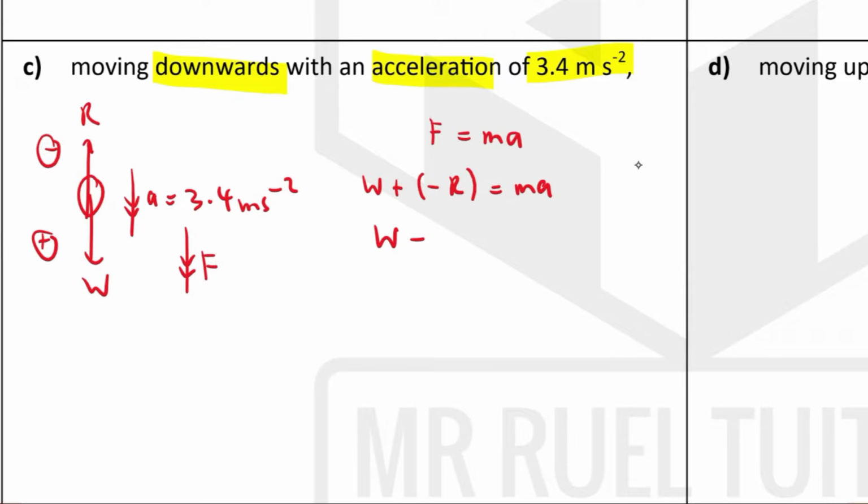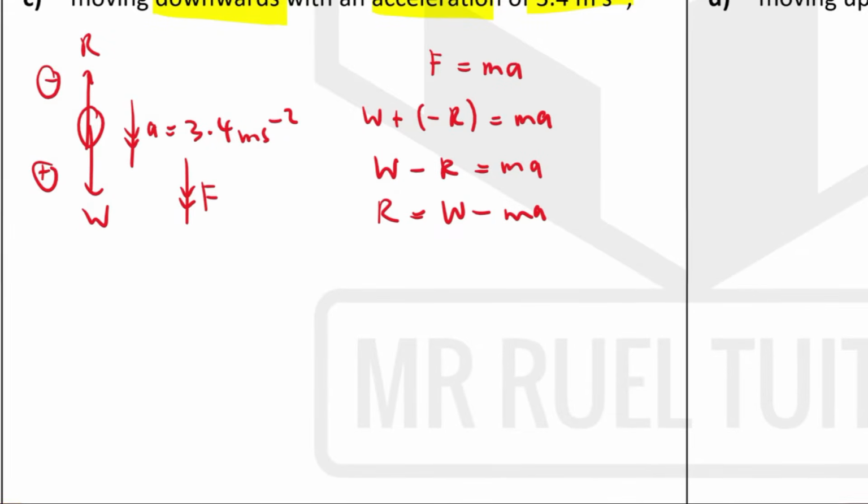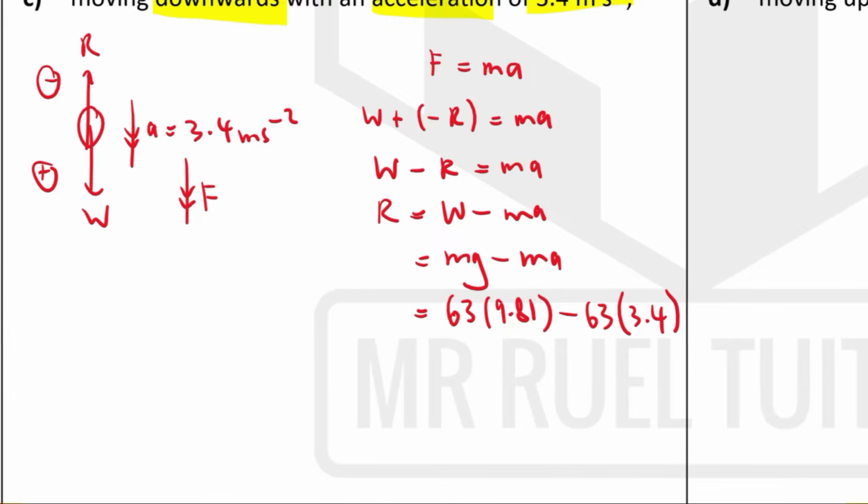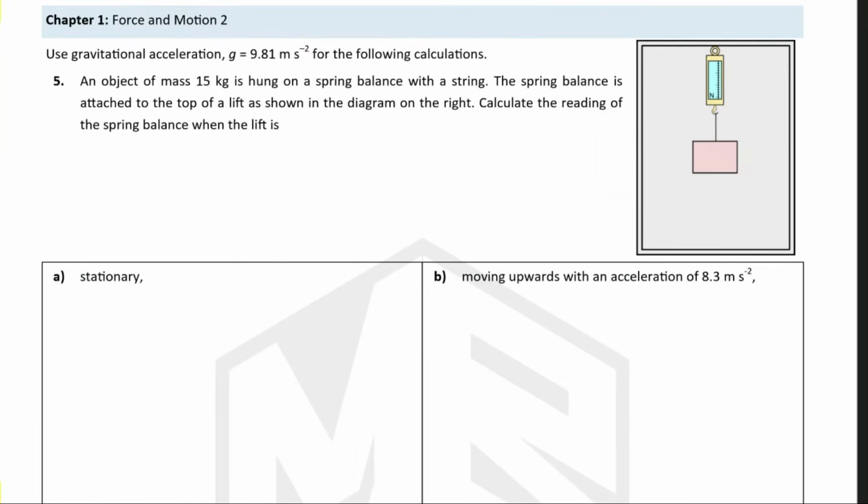Therefore, W minus R equals MA, and R will simply be equal to W minus MA. And so this will be equal to mg minus MA, which is 63 times 9.81. You could factorize the 63, 63 minus 63 times 3.4. And the answer here is 403.83 newtons. Let's look at a question with the spring balance in a lift.